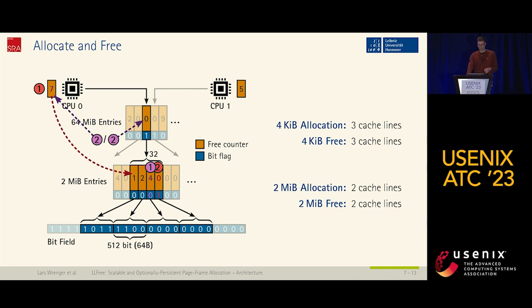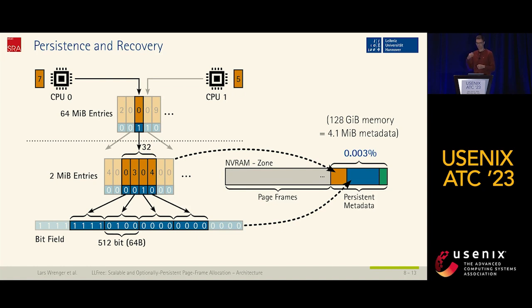So then let us take a quick look at persistency and recovery. In general, the architectures of the page frame allocator are self-contained, and thus they are easy to persist. We can just save the bit fields and the 2 MB entries into our persistent memory zone, and they contain all the information about which page is allocated and which page is free. And from this information, we can recover and restore the entire upper level of the allocator, the 64 MB entries and the CPU local data.